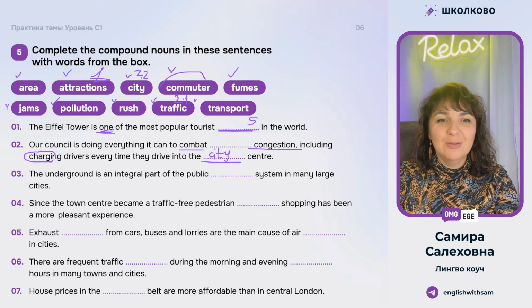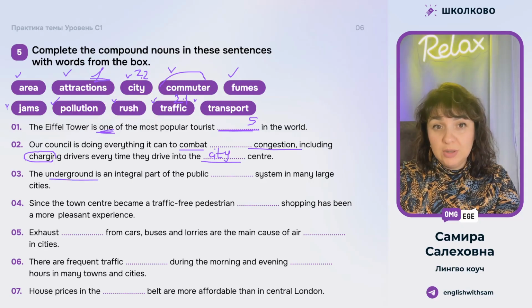Okay, so number 3. The underground is an integral part of the public system in many large cities. Нет, скорее всего, слова не будут повторяться, Кость. Ага, public transport system. That's right. Underground это что? Это метро, поэтому это transport.